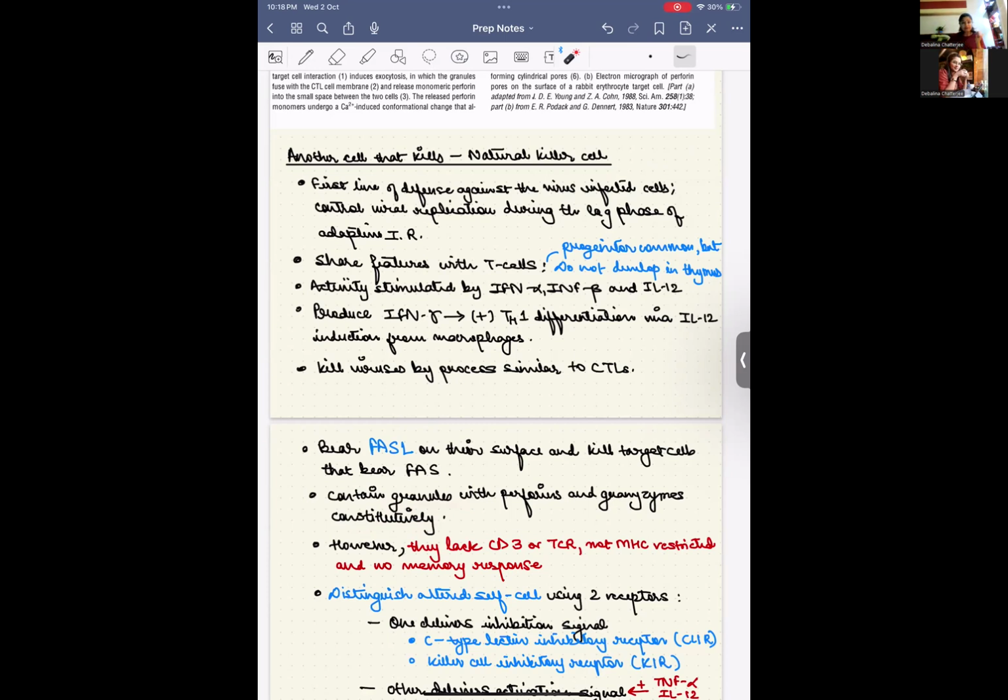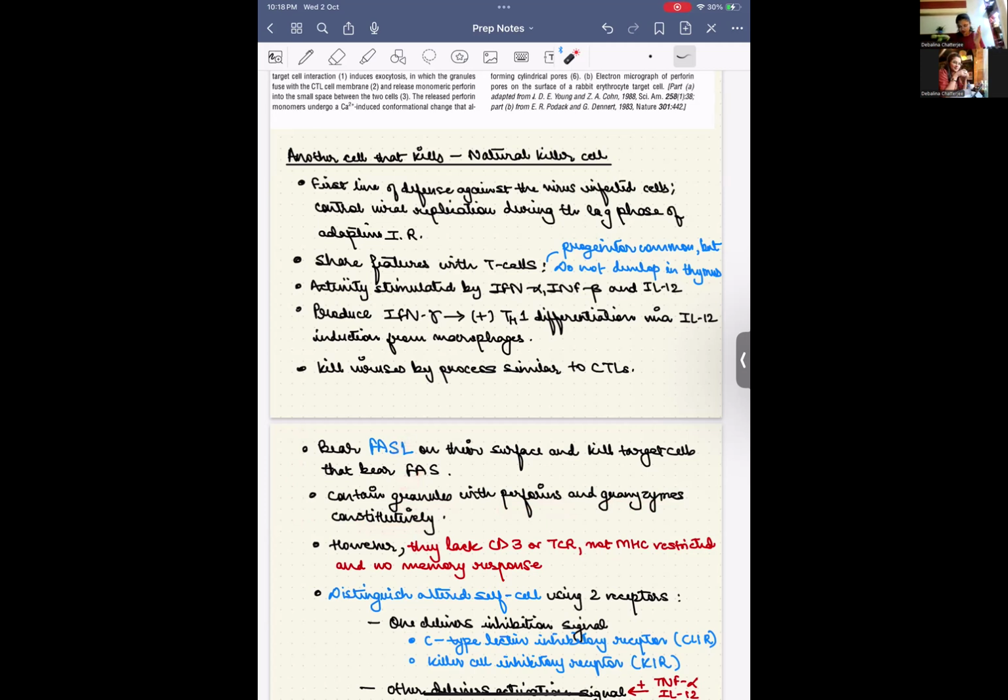The granules in T cells were not constitutively present. It is only after they receive some sort of stimulus in the form of cytokines from the T helper cells or from the B cells that the granule expression comes into the cell, right? But in the natural killer cells, the granules with perforins and granzymes are constitutively present. So very similar to T cells, they can bring about killing by either of these pathways.